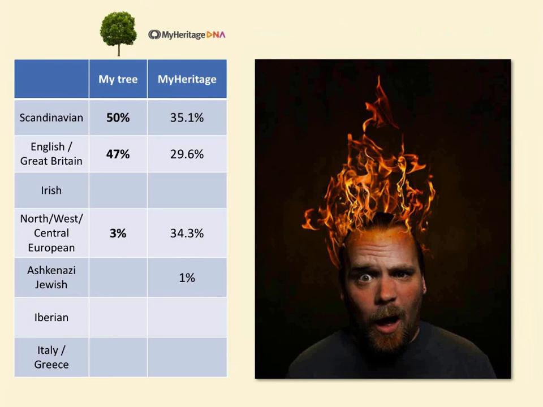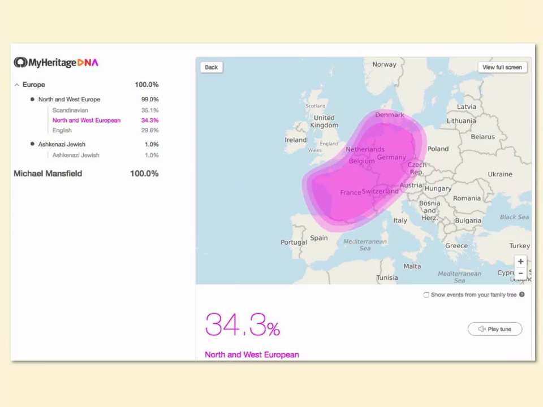So for example, if we take my case here, let's talk about this in a little bit more detail. The first thing I would do with a person like this is I'll help them get their fire out, and then we can have some nice conversation. So when I look at my ethnicity estimate, it's got a much stronger North and West European component than I would have thought from my tree.